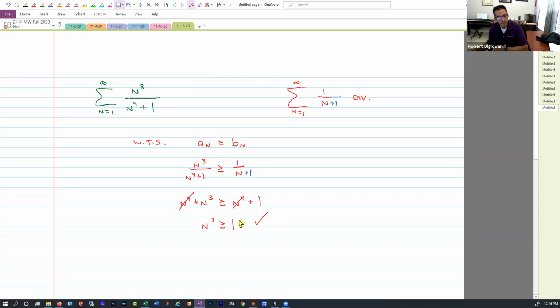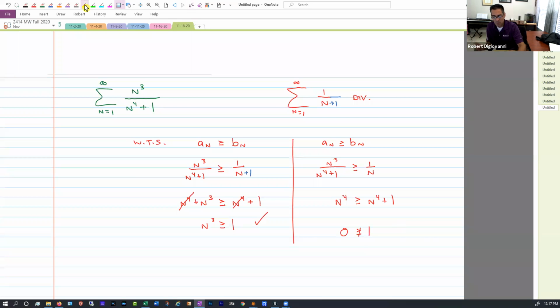Good. Now I want to show you how I would have done it. What you did is fine. That's perfectly great, actually. But let's go back to the original problem. It was n cubed over n to the 4th plus 1. And then we compared it to 1 over n. We cross multiplied. We subtracted and we got 0 bigger than or equal to 1, and that wasn't true.